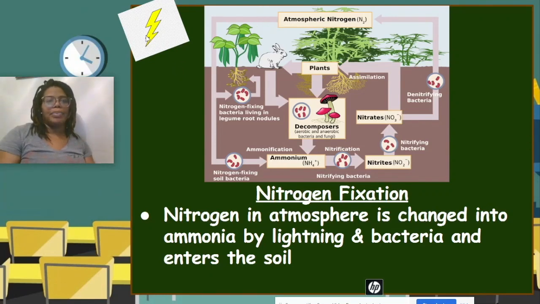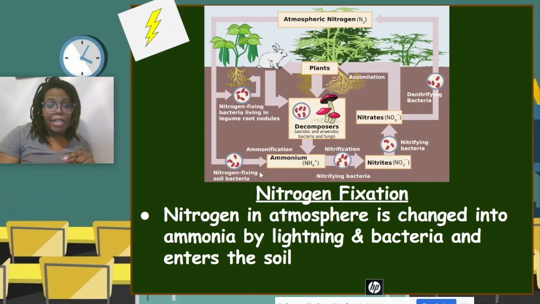Lightning can strike and it can fix some of that nitrogen that's high up in the clouds in the atmosphere. So it goes into a form that it can be absorbed into the soil as ammonia. Also, this can happen with little bacteria that are on the roots of plants. We call them nitrogen fixing bacteria. Hey, nitrogen fixation, nitrogen fixing bacteria. So they live on the roots of plants, and they can also turn the nitrogen in the soil into another form that can later be used by plants.